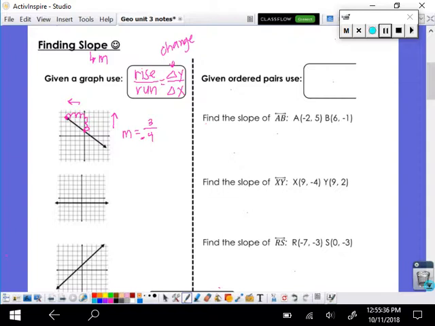Okay, the second one, pretty easy. This is a horizontal line. You've got HOY, horizontal, 0. So my slope equals 0. Didn't have to do any counting there.